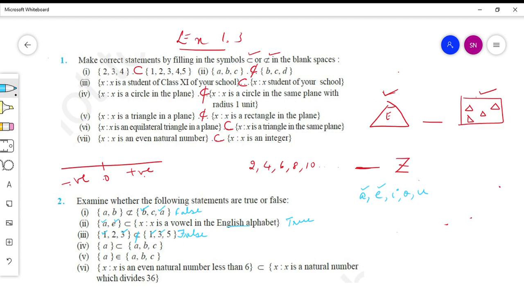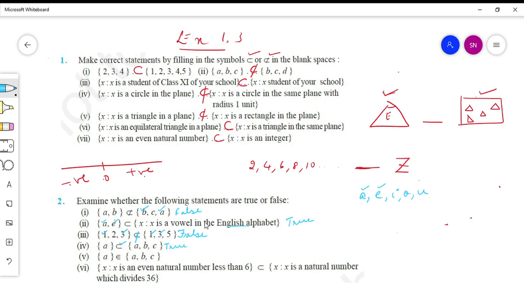Next I come to the fourth question. I have set {a} is a subset of {a, b, c}. Now this is the bigger set, and the bigger set consists of elements a, b and c. Out of this bigger set I have derived only the set {a}, which obviously is a subset. So when it is a subset, it becomes a true statement.